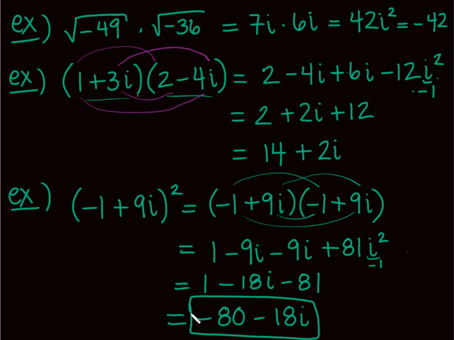What does it mean to square something? It means to multiply it times itself, and especially when we're doing that with a complex number, we're going to have to FOIL that.